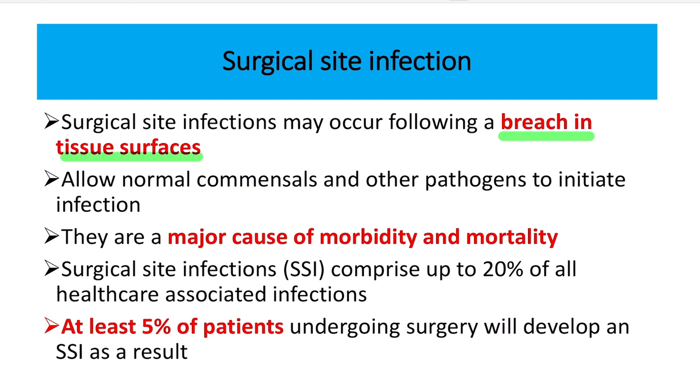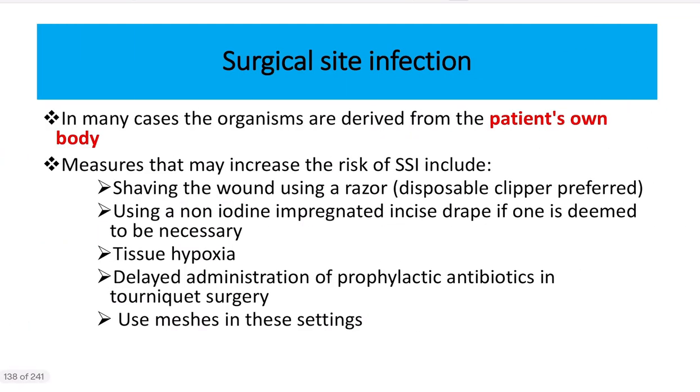So the injured skin or injured mucous surface invites the organisms, and they are a major cause of morbidity and mortality. Surgical site infection comprises up to 20% of healthcare-associated infections, and at least 5% of patients who undergo surgery will develop an SSI as a result. That means when there is a clean wound, at least 5% of patients develop infection.